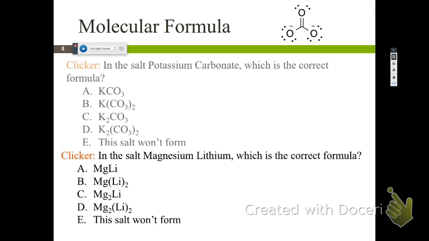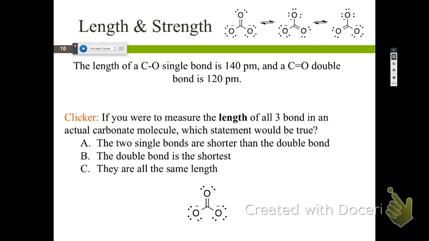What about magnesium lithium? Which of these options is best? Wait, that's not a salt. Why is this a terrible formula to write? It would be 2 cations. We can't make a salt with 2 cations, okay?